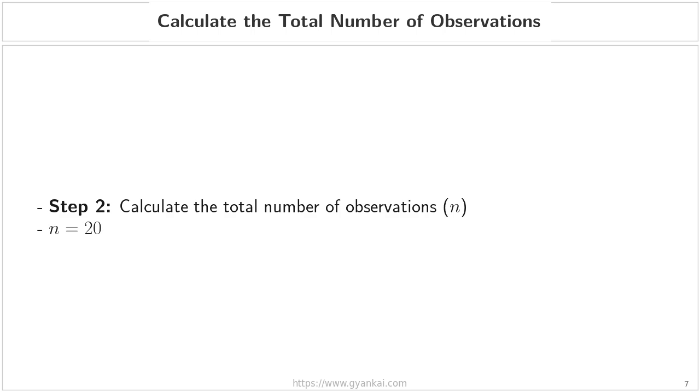Calculate the total number of observations. Now that we have successfully constructed our cumulative frequency table in the previous slide, we move on to step 2. Before we can find the middle of our data, we need to know exactly how many data points we are dealing with in total. To do this, we calculate the total number of observations, which we represent with the letter n. If you look at the very last entry in our cumulative frequency column from the previous slide, you will see that the running total ends at 20. Therefore, our total number of observations, or n, equals 20.